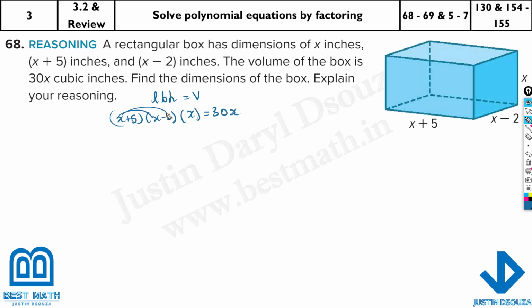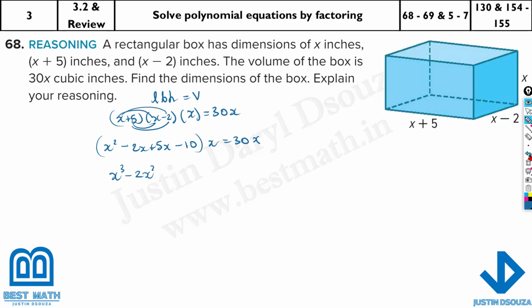Over here, x times x, x times minus 2, 5x, and minus 5 times minus 2. So it'll be x squared, minus 2x, plus 5x, and then minus 10. All of this is multiplied with x. That is 30 times x. Now I'll multiply this x, it'll become x cubed minus 2x.